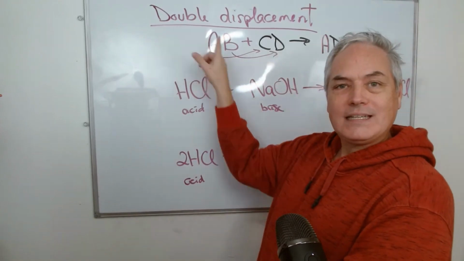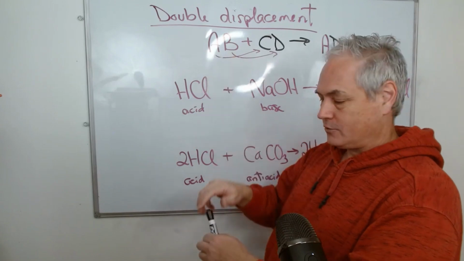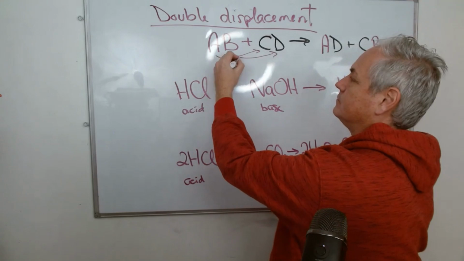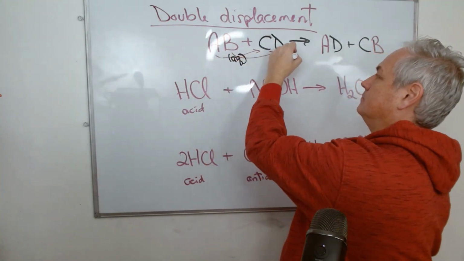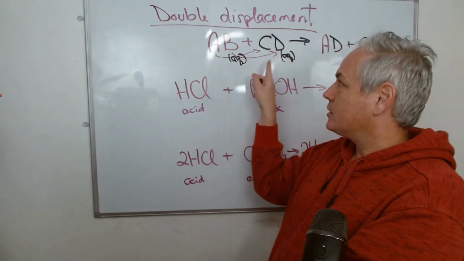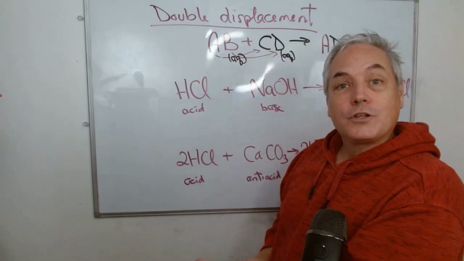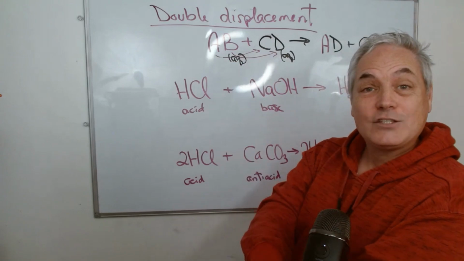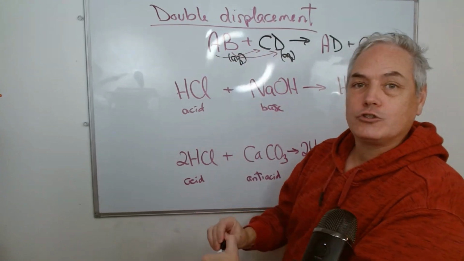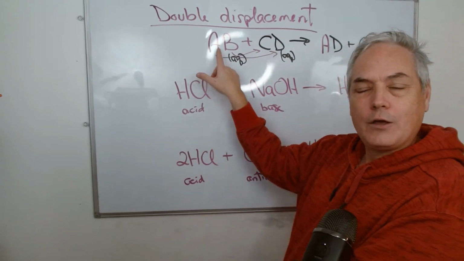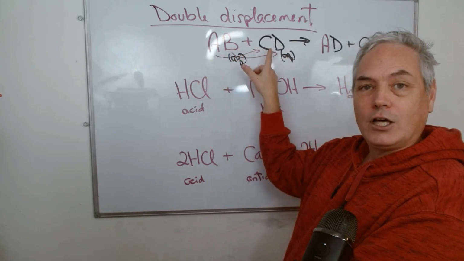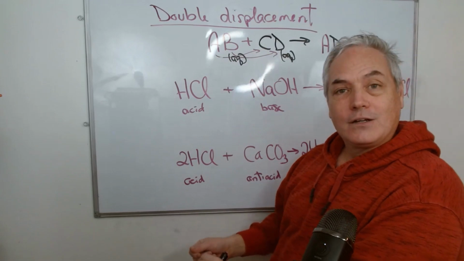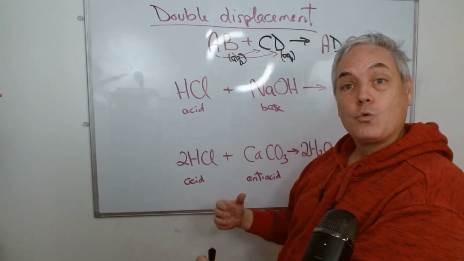A double displacement is when you have compounds, and usually they are both aqueous solutions. That means that they are both dissolved in water. When you put them together, there is an exchange in the solution. Usually you have a metal and a non-metal. When they are together, some of the compounds will be more aggressive than others within compounds.